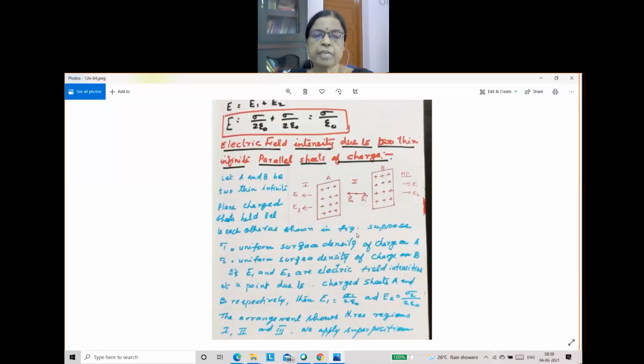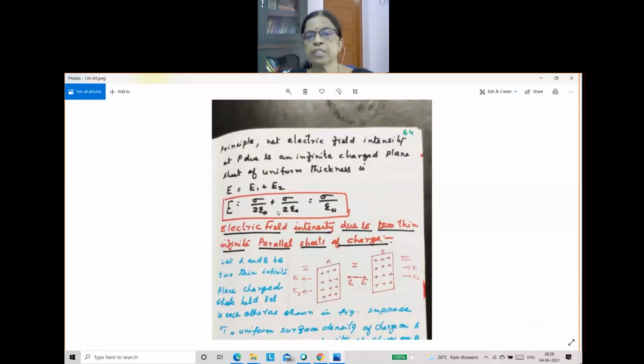Yes. Sigma by 2 epsilon 0 plus sigma by 2 epsilon 0 is 2 sigma by 2 epsilon 0. 2 and 2 get cancelled and we get sigma by epsilon 0. For a thick sheet, electric field is sigma by epsilon 0. That is one special case.